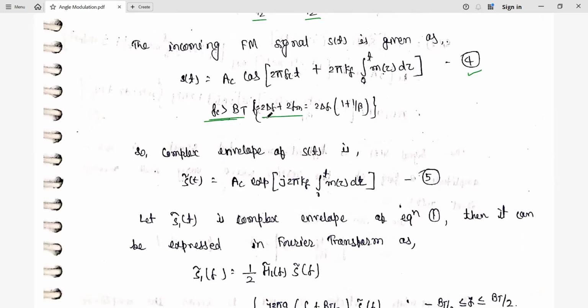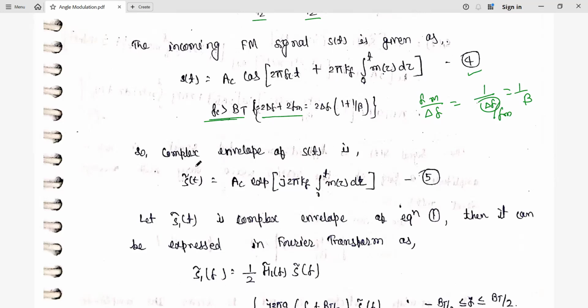Here we can take 2 del f common. So we have the expression, fm by del f, since 2 del f has been taken common. And you know that this can also be written as 1 upon del f by fm. And del f by fm is what? Beta. That's why it is written as 1 by beta. Del f is the frequency deviation, fm is the frequency of the message signal.